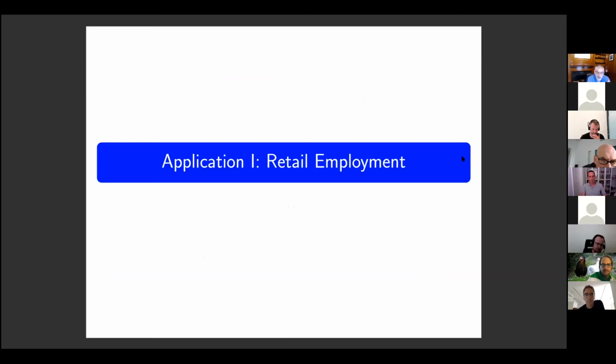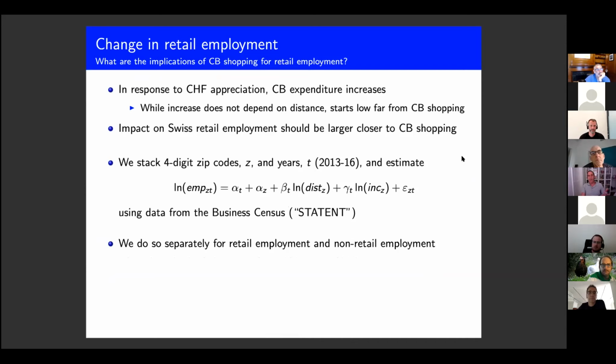Okay, so now the two applications, one is purely empirical. It's just: do we see that retail employment fell in regions close to the border compared to regions far away from the border in 2015? We have employment data by four digits. So we used distance to the border, or drive time to the closest store, by four digits. And we run a regression of employment on distance, stacking all years and including commuting zone, zip code fixed effects. We also control for income in the zip code.